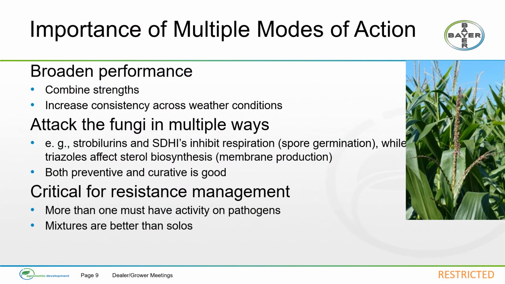Why is it important to use more than one mode of action in a brand or in a tank mix? Well, simply stated, it combines the strengths of multiple modes of action. If there's a weakness of one, a second or third might pick up that weakness and be a strength. Also, when we look at resistance to the fungicide chemistry class, it's always good to have overlapping multiple modes of action on the same particular pathogen in that crop.